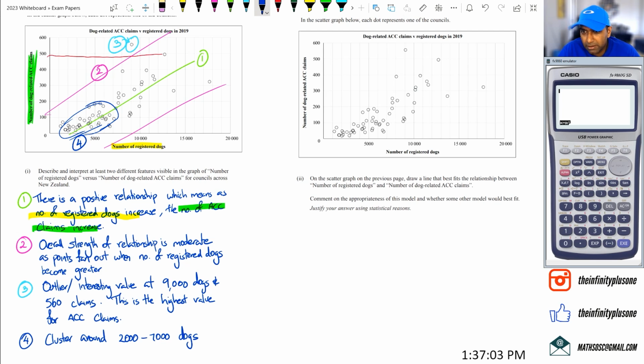And look, I don't think you have to be exact with those cluster values. Ultimately, it is your perspective, what you see. But you definitely would not be saying that there's a cluster between 0 and 50,000, because that's not really a cluster. So just keep in mind that you should be reasonable with that cluster. So this question here is worth a merit. So 2 features identified and interpreted is going to get you a merit grade. One of these statements is going to get you an achieved. 2 statements is going to get you a merit.